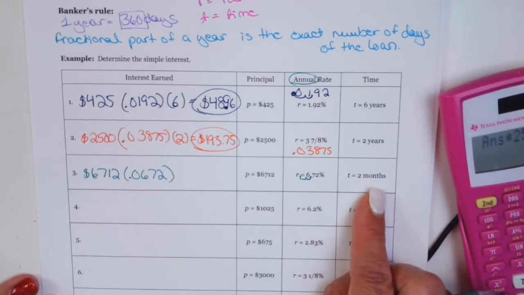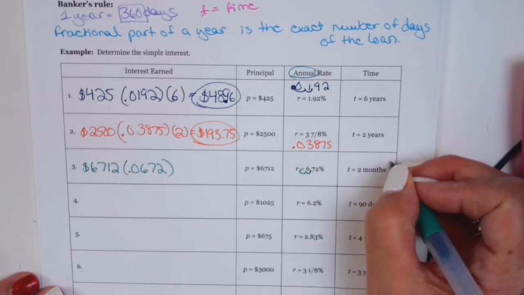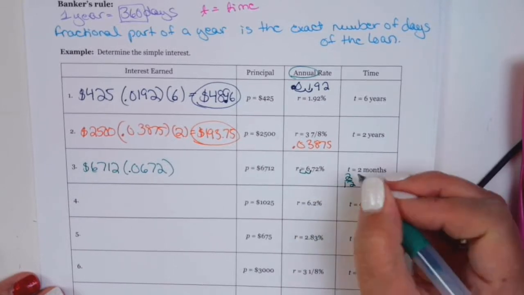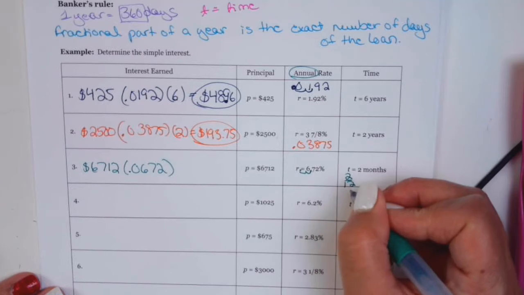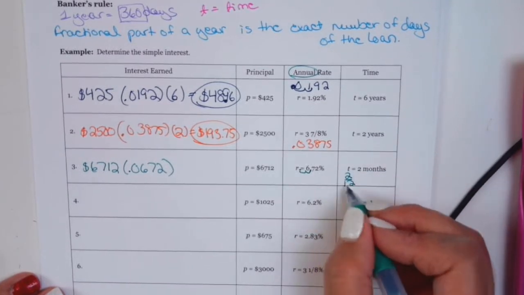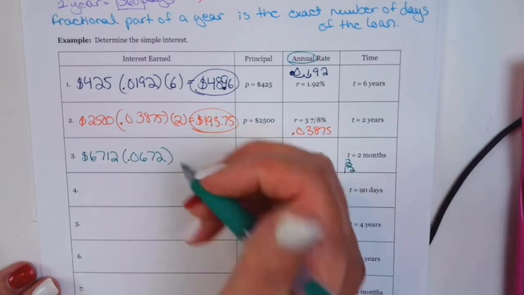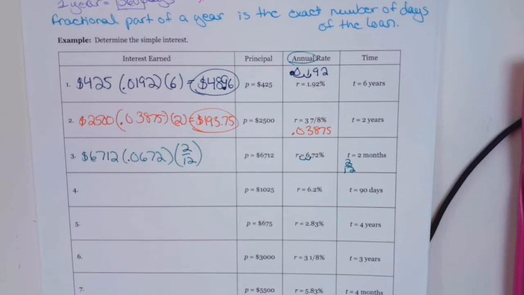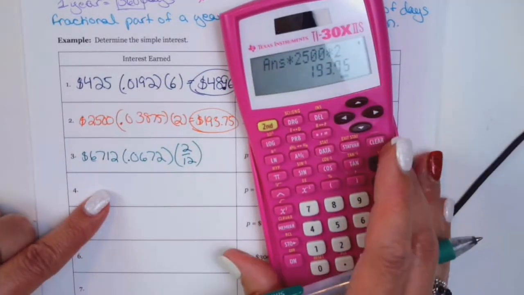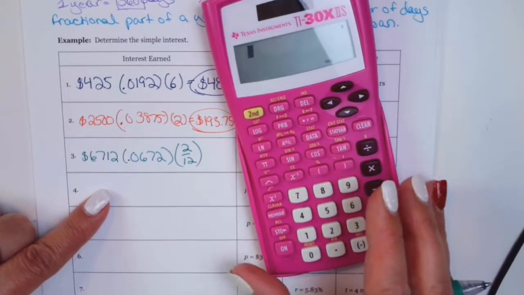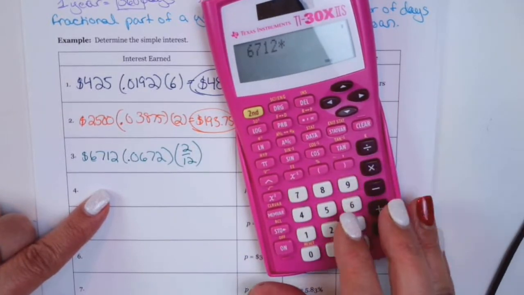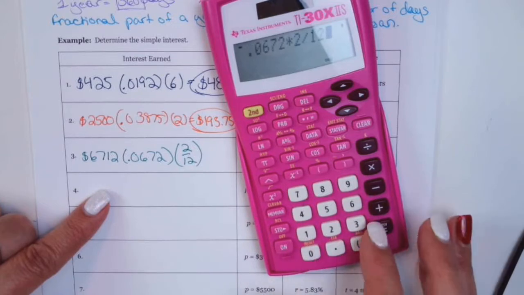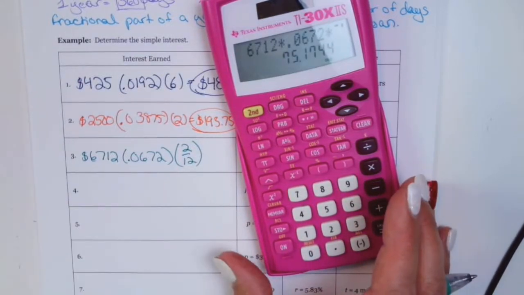So we have 12 months in a year. So what we're going to do is divide this 2 by 12. So 2 months over the 12 months, which is the year. So then we get the fractional part of that year. I'm not going to do the division until I'm actually putting everything in. So I've got 6712 times 0.0672 times 2 divided by 12, which is 75.